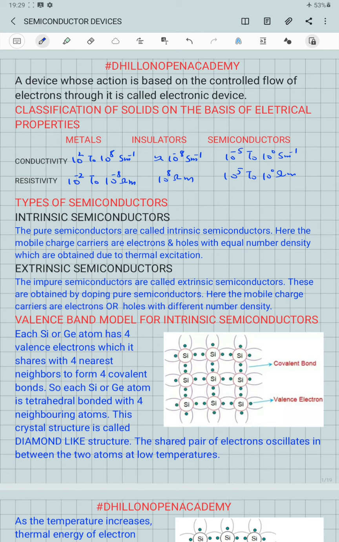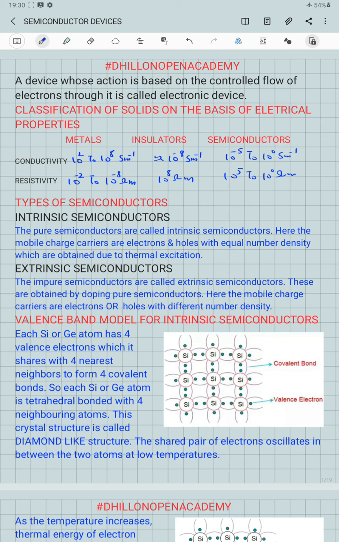Basically, semiconductors can be classified into two basic types. One is called intrinsic semiconductors, which are the pure semiconductors. If we take a pure sample of a semiconductor, then that is called an intrinsic semiconductor. In a pure semiconductor, the mobile charge carriers are electrons and holes, which have equal number density, and they are obtained due to thermal excitation. That means when a sample of pure semiconductor is heated, it liberates a large number of charge carriers responsible for the current, known as electrons and holes, and they are equal in number.